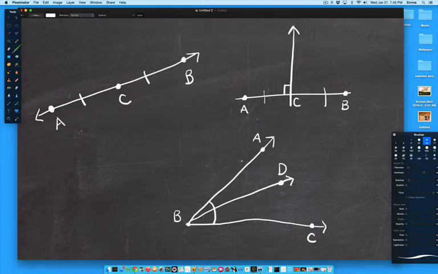Finally, an angle bisector is a line or ray that divides an angle into two equal angles. For example, in this diagram, the ray BD is the bisector of angle ABC, and you can tell this because ABD and DBC are congruent angles. Let's do some example problems about this together.